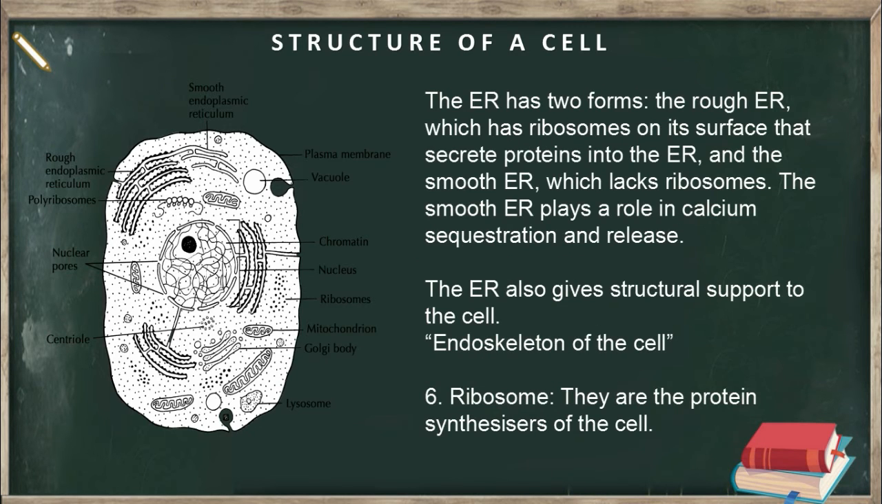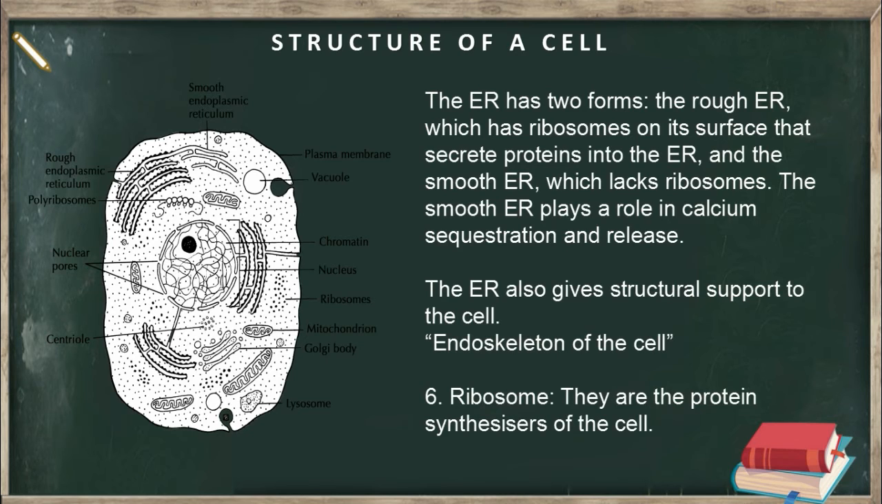The endoplasmic reticulum has two forms: the rough endoplasmic reticulum, which has ribosomes on its surface that secrete proteins into the endoplasmic reticulum, and the smooth endoplasmic reticulum, which lacks ribosomes. The smooth endoplasmic reticulum plays a role in calcium sequestration and release.